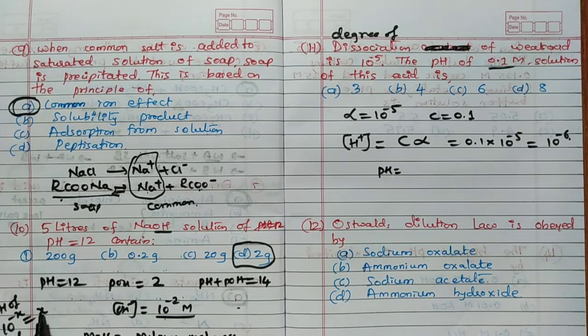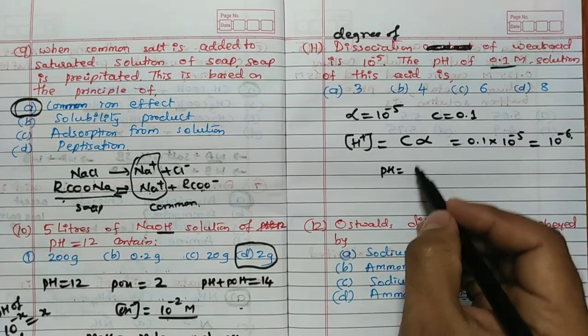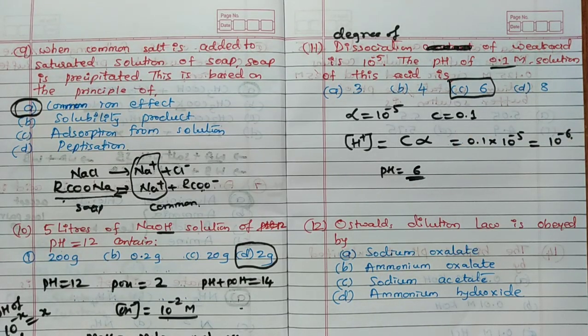See, the pH of 10 to the power minus x is x. So for 10 to the power minus 6, pH is equal to what? You are going to get 6. So the answer for this question is 6 here.